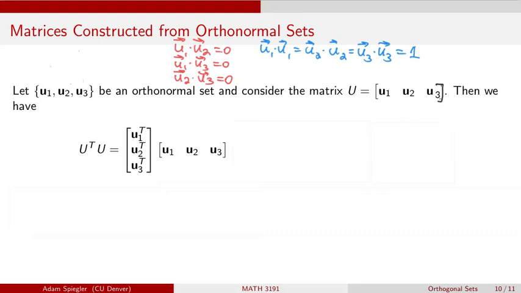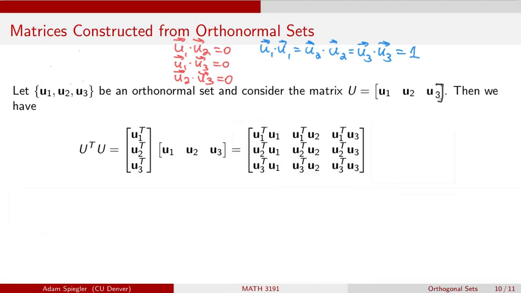So that's where U transpose we can write as 3 column vectors here. And again, the matrix U that consists of U1, U2, and U3. And now when we take the product of these vectors, we're going to get a bunch of inner products.